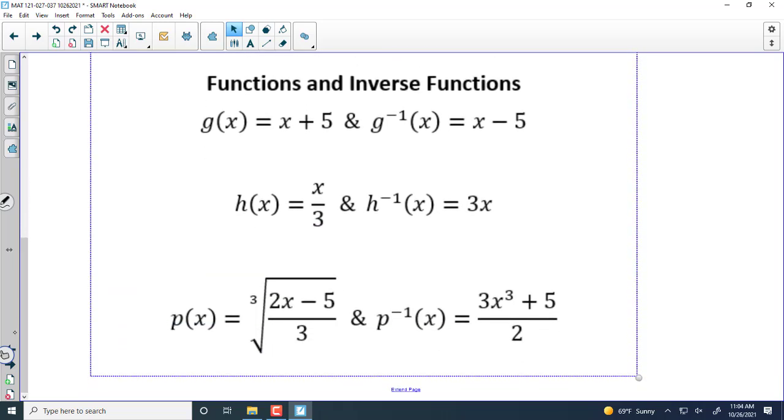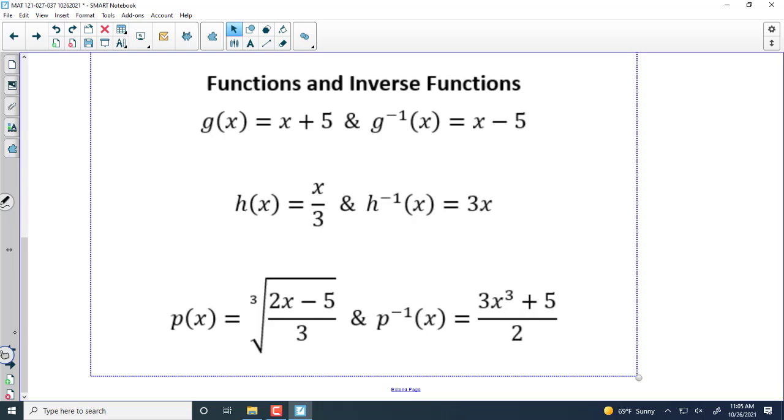Inverses do the opposite operation. What's the opposite of adding 5, everyone? Subtracting 5. That's why x plus 5 and x minus 5 are inverses of each other. What's the opposite of dividing by 3? Multiply by 3. That's why x divided by 3 and 3 times x are inverses of each other. What's the opposite of multiplying x by 2, subtracting 5, dividing by 3, and then taking the cube root? Well, you can do that 4-step process we learned last time, and say the opposite of that is cubing x, multiplying it by 3, adding 5, and dividing by 2. You could verify this if you wanted to. But these are all inverses.